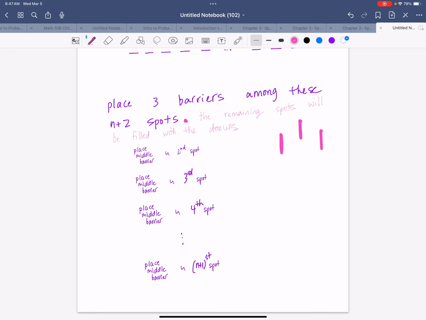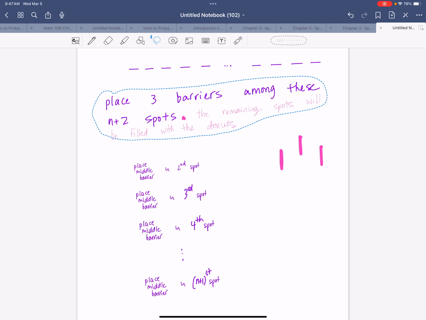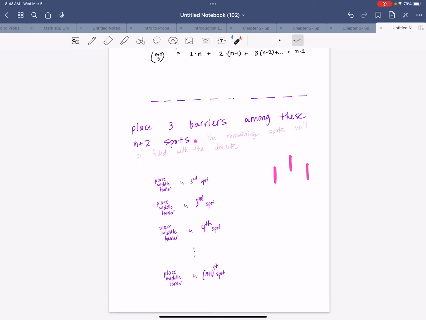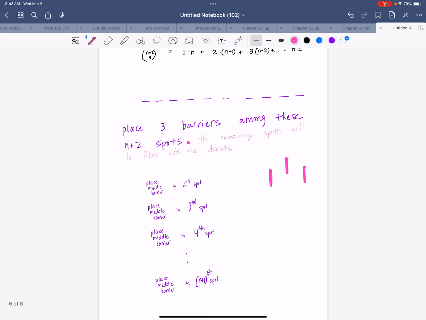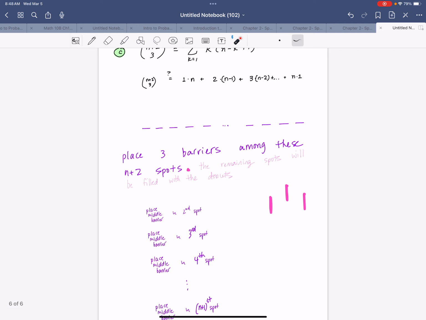So the right-hand side is now counting the number of ways to place 3 barriers among these n plus 2 spots. Because if I'm going to place the 3 barriers here, I have to place the middle one somewhere. So I can organize a total number of ways to place the 3 barriers based on where I'm going to place the middle one. Now let's count.